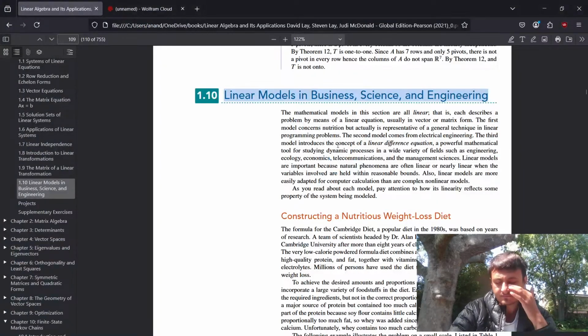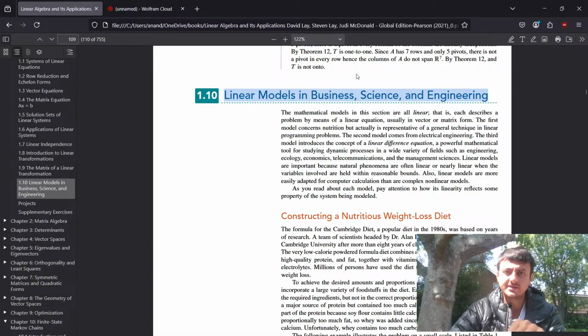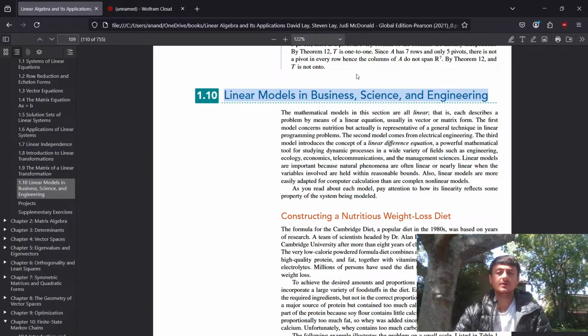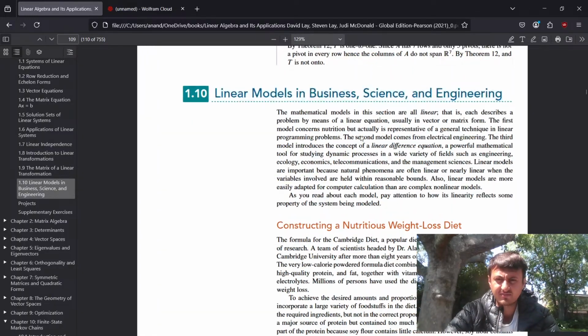So we're doing the last section today of chapter 1 of Linear Algebra and Its Applications by Lay, and we are just going to hop into it.